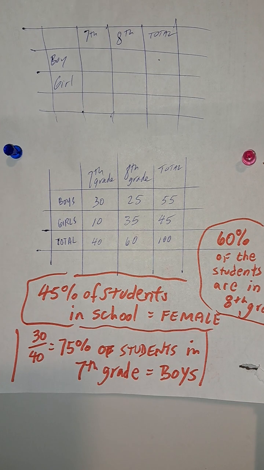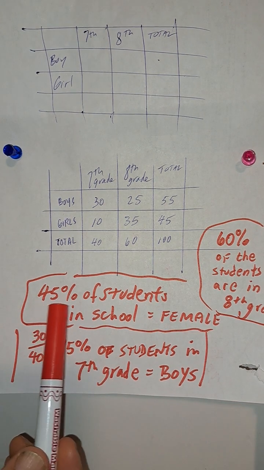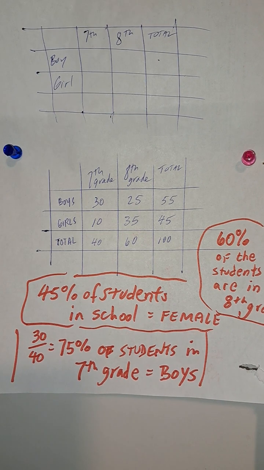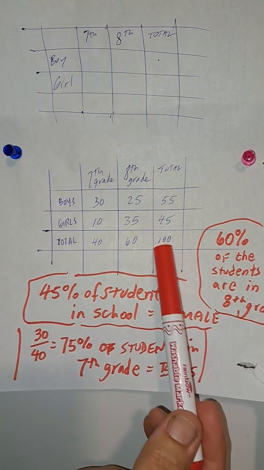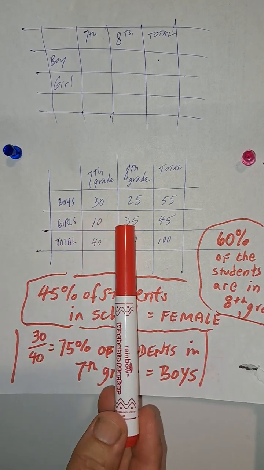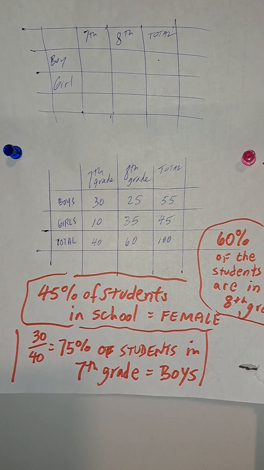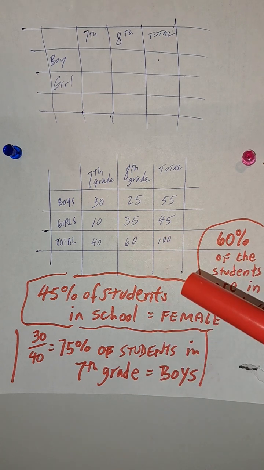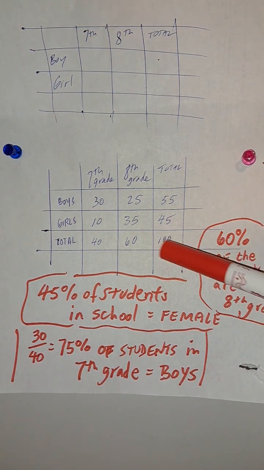This makes it possible to say things like 45% of the students in the school are female. Why? Because we've got 100% as the total. And the girls, when you add up 10 and 35, you get 45. So that would be 45%. This is easy because we have everything adding up to 100.